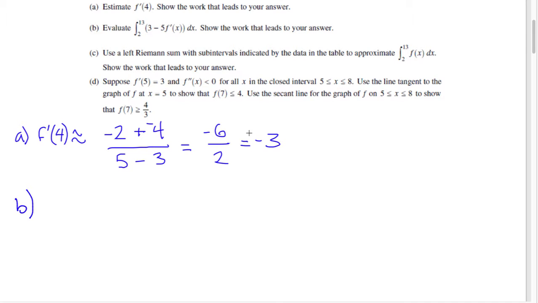All right, now we need to evaluate this integral. So this is going to be the distributive property going on. This is going to distribute into the 3 and distribute into this 5 times f prime of x. So let's go ahead and write down what that looks like. This is going to be the integral between 2 and 13 of 3 dx minus 5 times the integral from 2 to 13 of f prime of x dx.